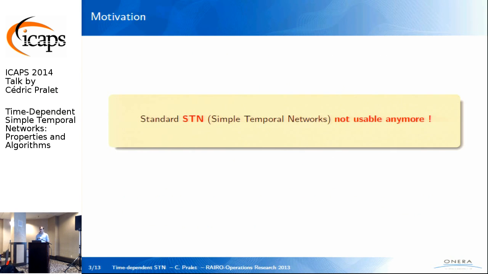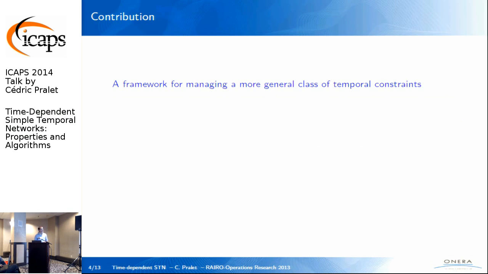But the issue is that standard simple temporal network techniques are not usable anymore to model such problems, because in STN, we can only model constraints of this form, y minus x greater than a certain constant. So y and x are time points, and we want to impose a minimum distance, which must be constant, between time points. So what we do in this journal paper is that we introduce a framework for managing a more general class of temporal constraints.